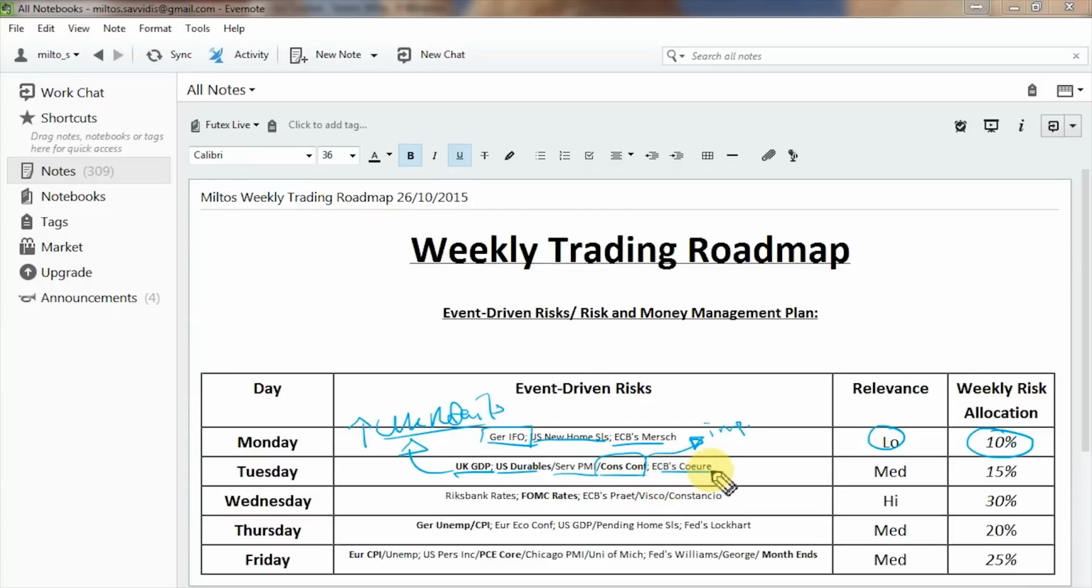Also have the ECB's Coeure coming out to speak, so do keep an eye on these speakers here from the ECB, because they have hinted towards some sort of move in December. So any sort of backtracking on that, anything that kind of maybe gives us an indication that maybe the market's gotten a little bit ahead of itself, we might see a bit of steam come out of the market.